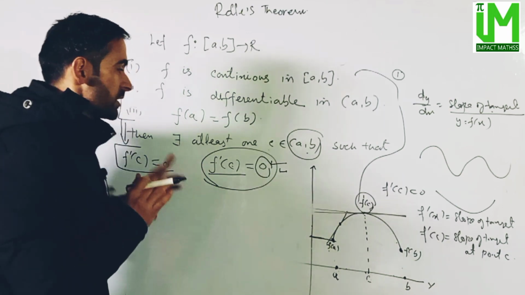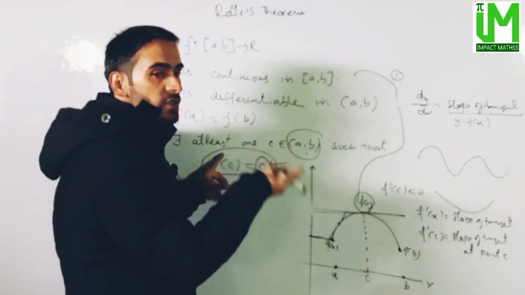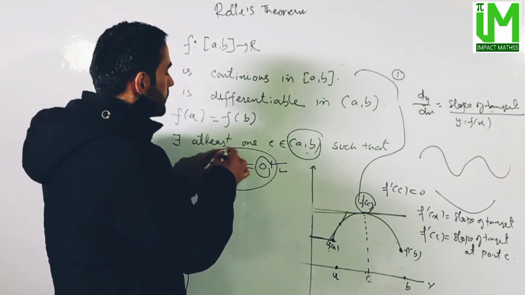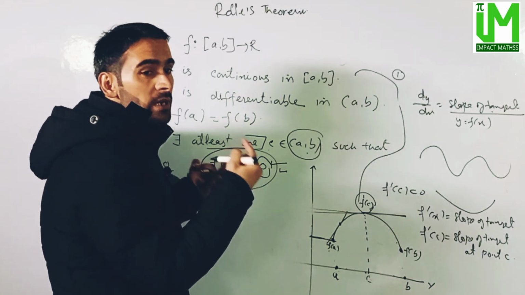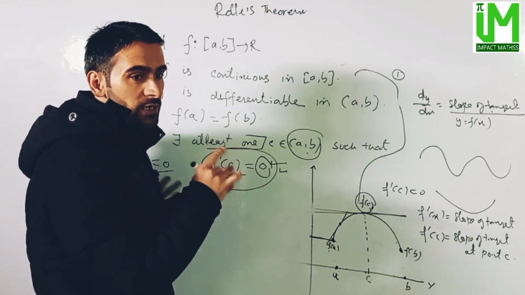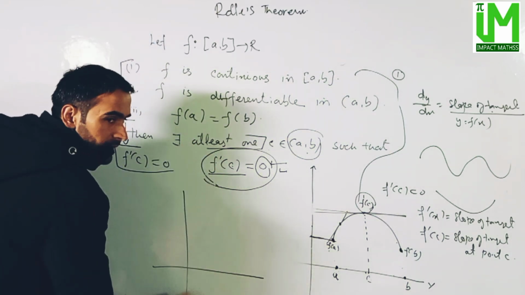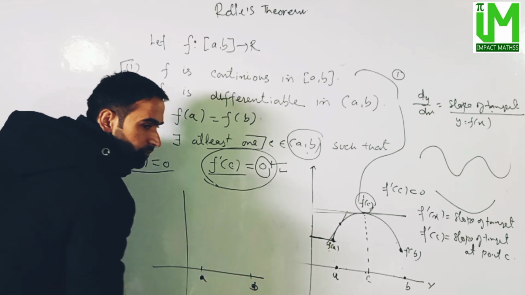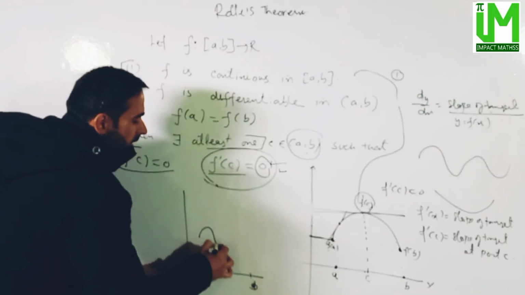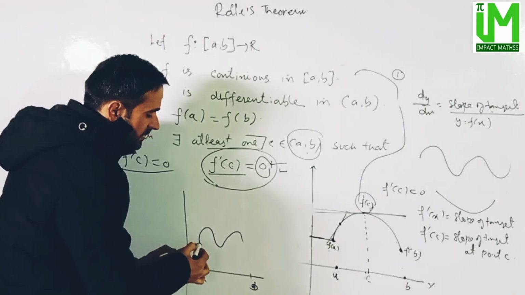Now, in Rolle's theorem, there exists at least one point c belonging to the open interval (a, b), that is, at least one point; there could be more than one point, but at least one point exists. Suppose we again have a function defined from a to b, and suppose it has a graph like this.